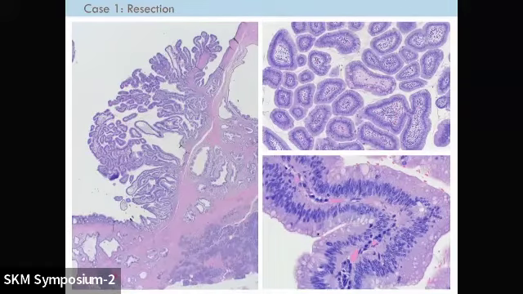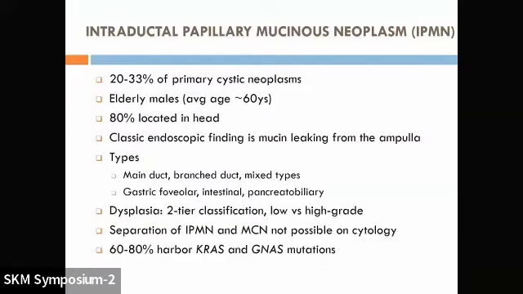So this is a typical nuclear morphology of a low-grade dysplasia. As we saw in our cytology specimen, it was an IPMN, which was confirmed on this resection specimen, and there was no evidence of high-grade dysplasia. So intraductal papillary mucinous neoplasms, or IPMNs, account for up to 33% of all primary cystic pancreatic neoplasms. They are most commonly seen in elderly males. About 80% of these lesions are located in the head. And on endoscopy, a classical feature that we saw in our case also was presence of mucin at the ampulla.